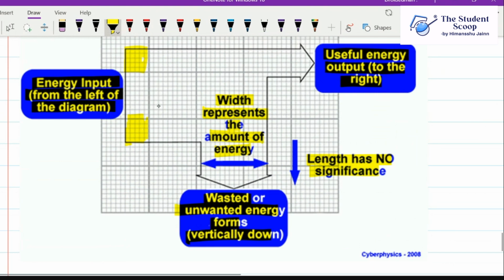The width is decided by, for example, how many boxes are covered here? 1, 2, okay, and 2.5, let's say. So 2.5 and 0.4, that much will be the width. So here we are considering 50% in the middle, so roughly around 50% is lost. So this is how we can read the graph as well.